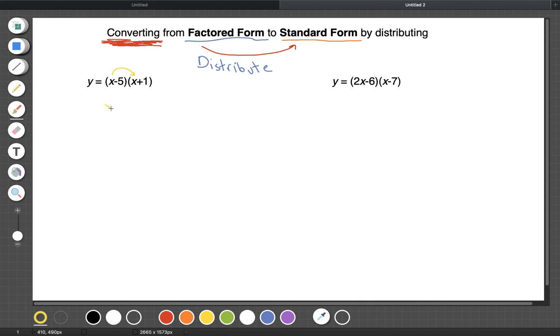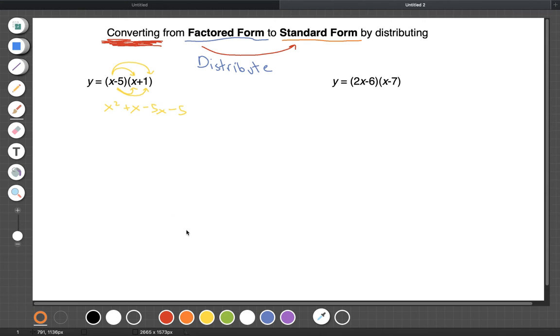Well, what's x times x? X squared. What's x times 1? X times 1 is 1x, or just x. Negative 5, don't forget that negative. Negative 5 times x would be negative 5x. And then finally, negative 5 times 1 will be negative 5. So what I did there is I distributed the x first, and then I distributed the negative 5. So you just literally do it twice and write it all out. That's how you do this.